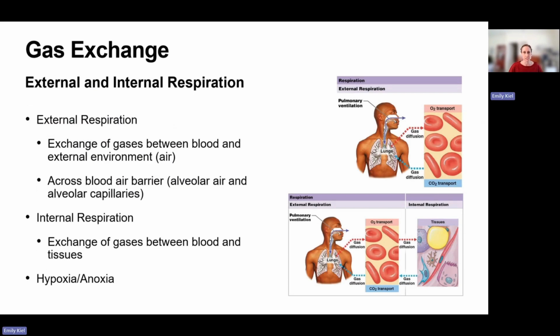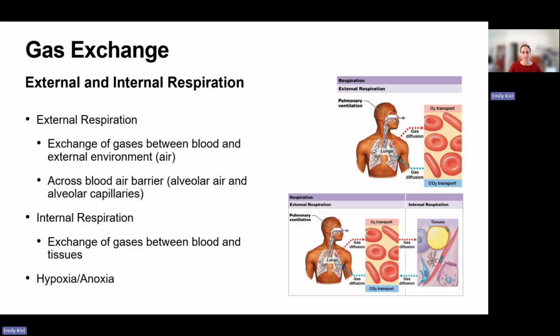So the gas exchange happens through external and internal respiration. External respiration, I think this is what we're more likely to think of with the lungs. This is exchange of gases between blood and the external environment, so the air. And it happens across the blood-air barrier. So we've got the alveolar air and the alveolar capillaries. This is what we've been talking about.